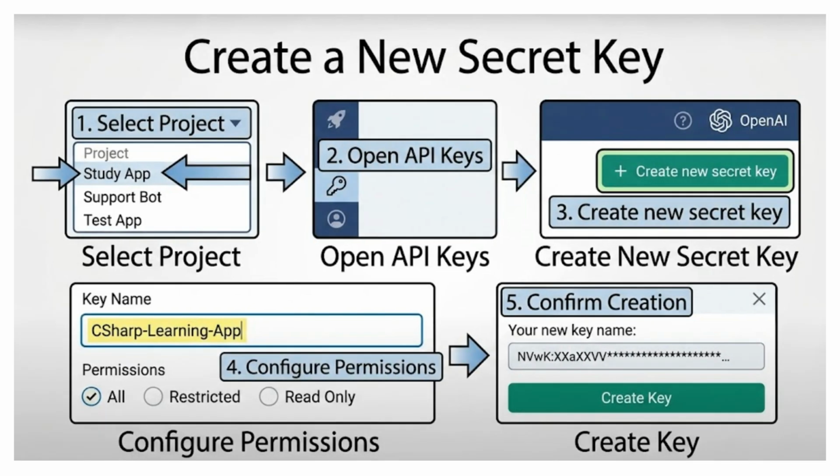Now let's see how to create a new secret API key. First, make sure you select the correct project for your application. Next, open the API Keys section. Then, select Create New Secret Key. Give your key a meaningful name, such as C# Learning App. After that, configure the permissions for the key. Depending on your needs, you can choose All, Restricted, or Read Only. Finally, confirm the settings and create the key. Once the key is created, make sure you copy it and store it securely. We'll look at how to protect our API key in the next step.